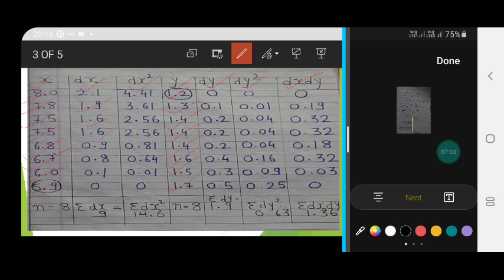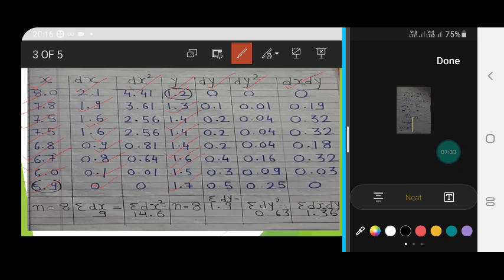Then we have 6.8, so 6.8 minus 5.9 gives 0.9. Then 6.7 minus 5.9 gives 0.8. Then we have 6, that is 6 minus 5.9, so we get 0.1. Then 5.9 minus 5.9 equals 0. This way we have completed our dx column.